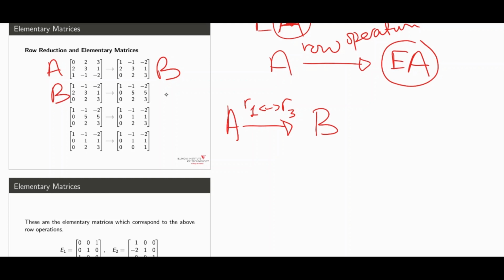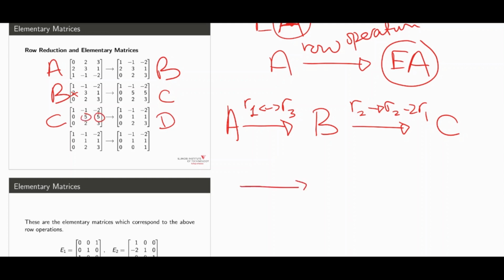So how do we get B to C? We are going to kill off this number 2. So we do this row operation: we take the second row minus 2 times the first row to get to our matrix C. And right now, this is our matrix C. So how do we get to D? We get to D by making this entry equal to 1. So we change our second row by taking 1/5 times the second row. That's how we get to D. So this should be E, but we reserve E for the elementary matrix. So let's call this final matrix F.